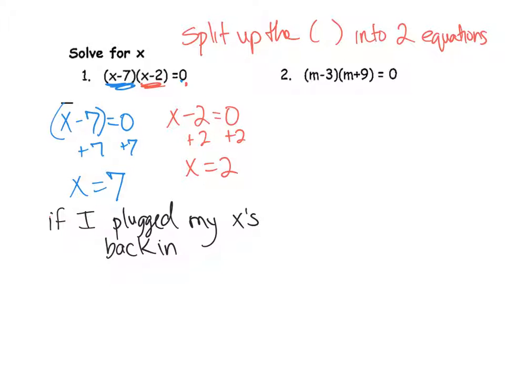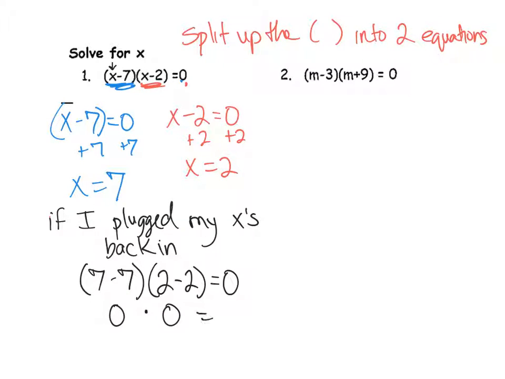So here I go. If x is 7, then I'm going to put, instead of x up here, a 7. 7 minus 7, parentheses. What's my other x that I got? 2 minus 2 equals 0. Can you please check the math that's there? 7 minus 7 is what? 0. Times, what's 2 minus 2? 0. Does that equal 0?